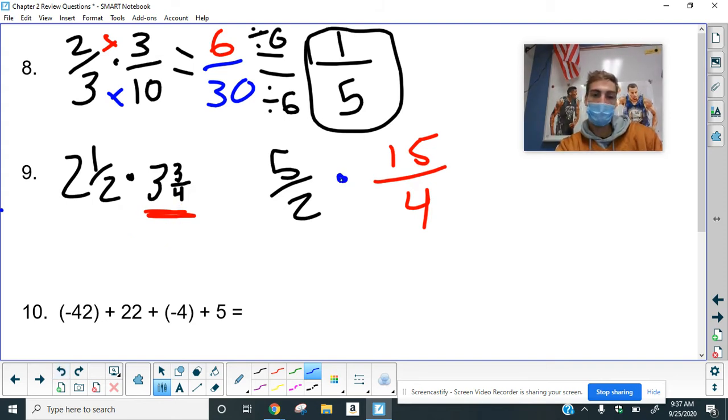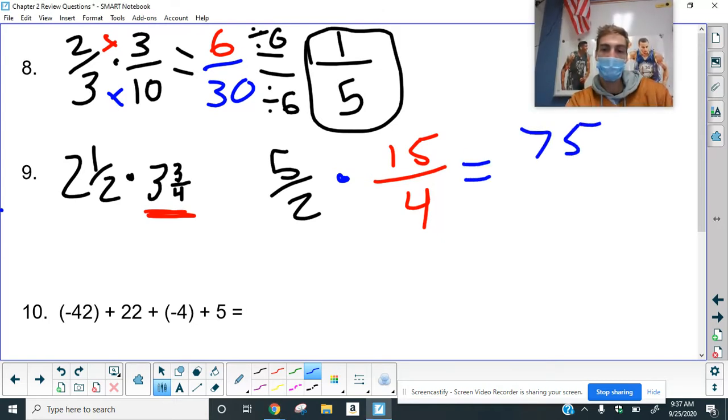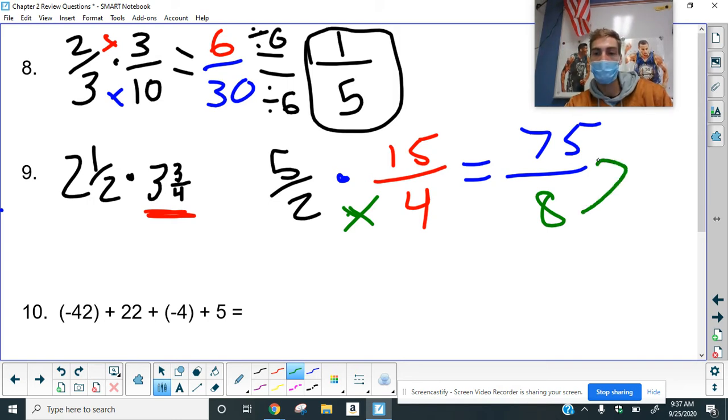So now I'm going to multiply these together. If I multiply across the top, 5 times 15 is going to give me 75. And then across the bottom, 2 times 4 is going to give me 8. So I have 75 over 8. So I've got to look at how many times 8 goes into 75, because this is the same thing as 75 divided by 8.